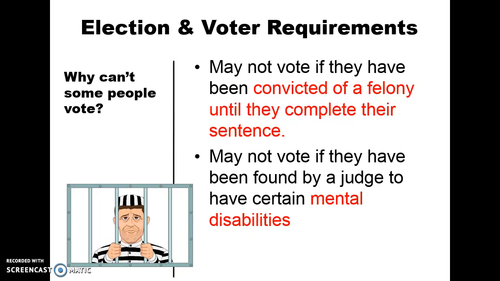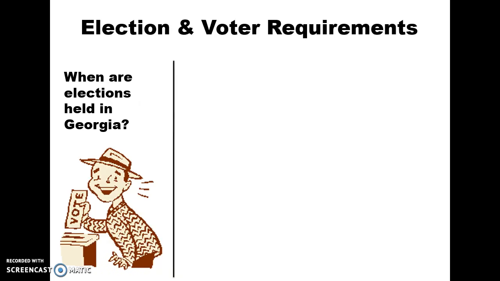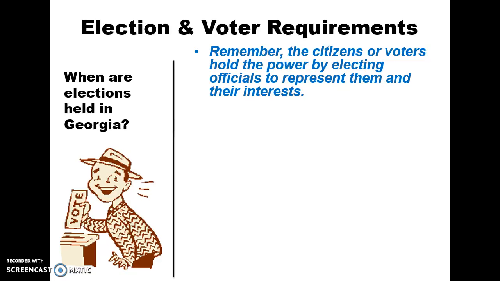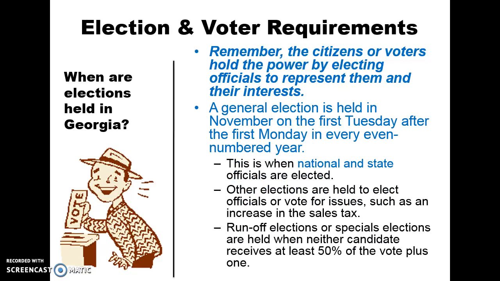And this is going to have to be something that their family is going to have to apply for. It's not going to be a very common occurrence, but it is something that can be done to disqualify someone from voting. Elections are held in Georgia, and they are in every November on the first Tuesday after the first Monday.